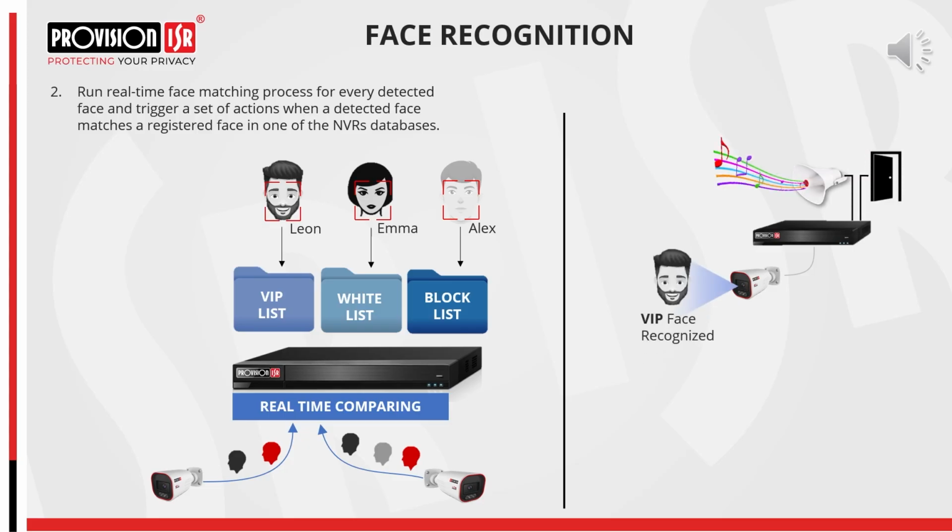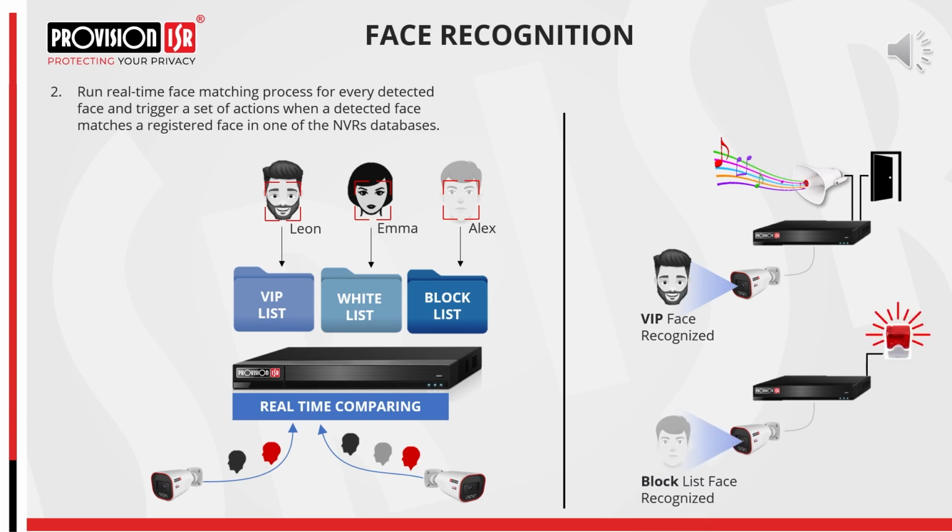Faces can be organized into groups, and each group can have its own response logic. For example, detecting a face from a VIP group can trigger a sound notification and an alarm output to open a door, while detecting a face from a blacklist group can trigger a different alarm output or activate a siren on the NVR or a connected camera.